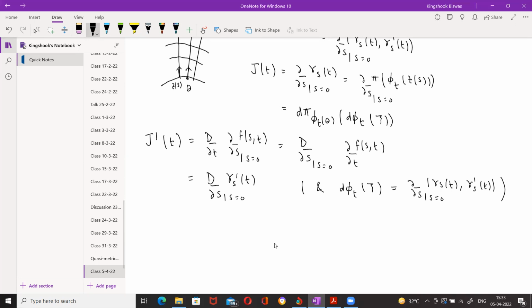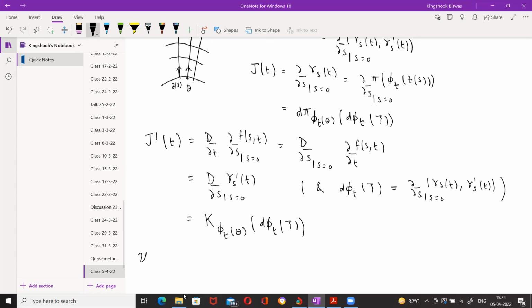And so I'm taking the covariant derivative with respect to S of the vector field along this curve at time 0. That by definition is the connection map at phi t of theta applied to the tangent vector of this, which is d phi t psi. Is this clear? This is by definition of the connection map, right? Okay. So that proves what we want, right?